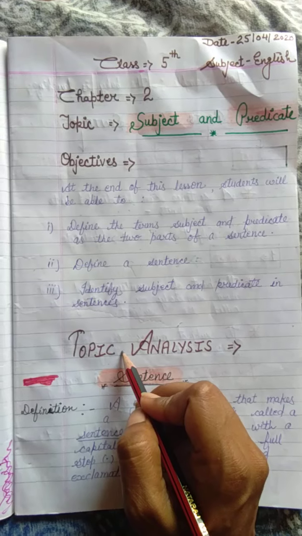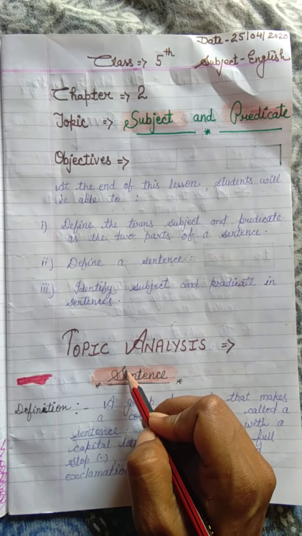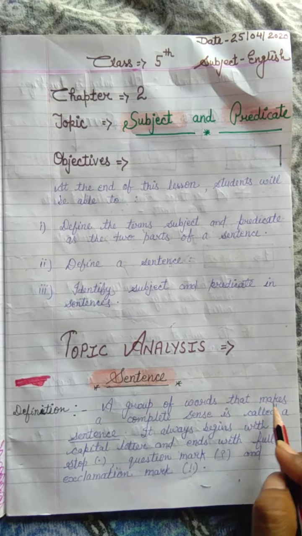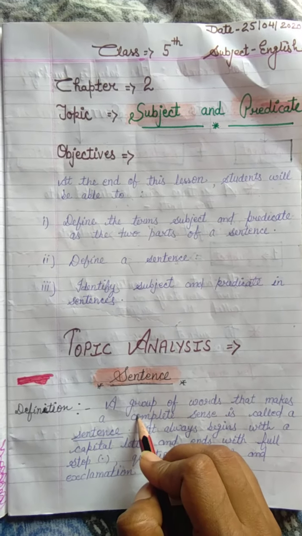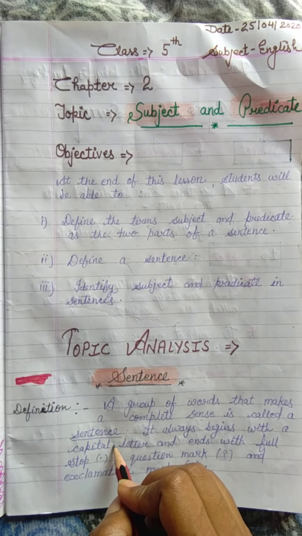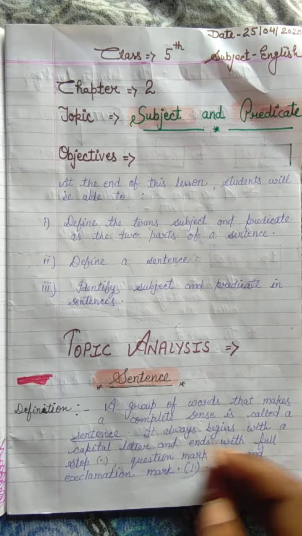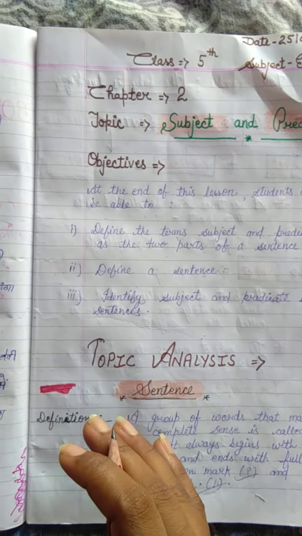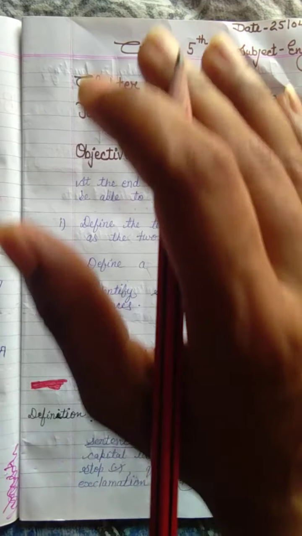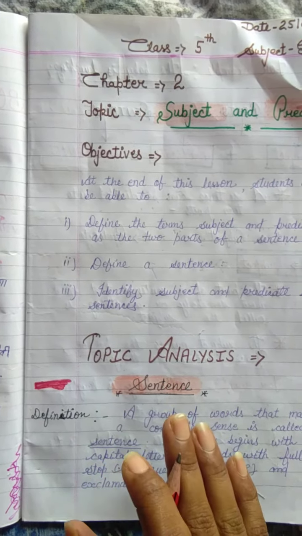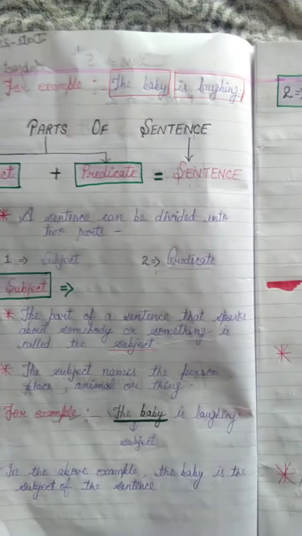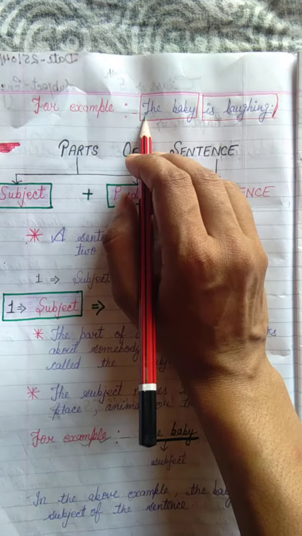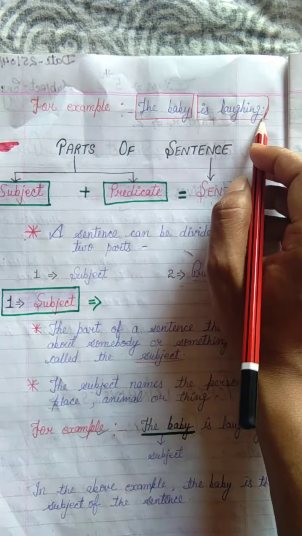Now students, let's start the topic analysis. Before starting the topic, let's revise the sentence. What is a sentence, students? A group of words that makes complete sense is called a sentence. It always begins with a capital letter and ends with a full stop, question mark, or exclamation mark. These groups of words are meaningful sentences. They don't depend upon another word or group of words to make sense. For example, the baby is laughing. In this example, the first letter T is written in capital letter and the sentence ends with a full stop.